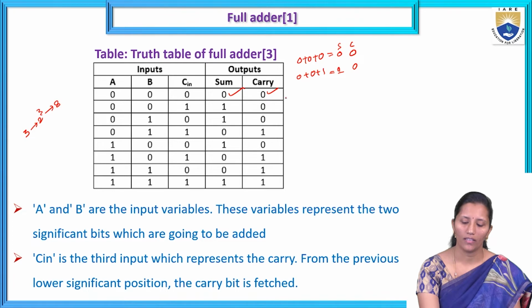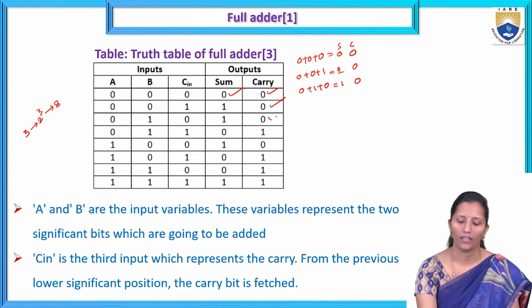And for the third one, 0 plus 1 plus 0, we will get 0 plus 1 is 1, 1 plus 0 is 1. So sum is 1, we are not getting any carry. Then 0 plus 1 plus 1. So 0 plus 1 is 1, and 1 plus 1, as in the half adder, sum we will get 0, carry we are going to get 1. Then 1 plus 0 plus 0. So 1 plus 0 is 1, 1 plus 0 is 1.